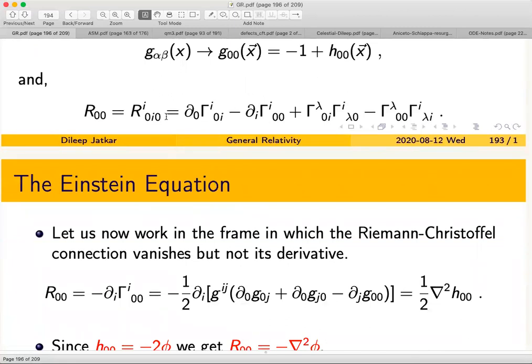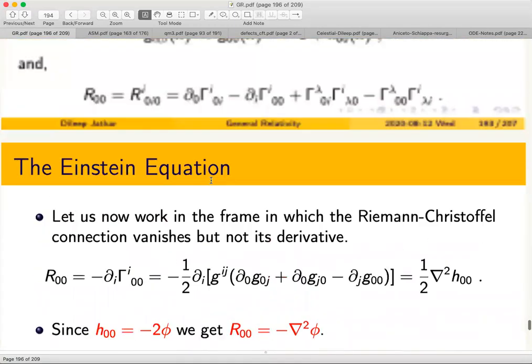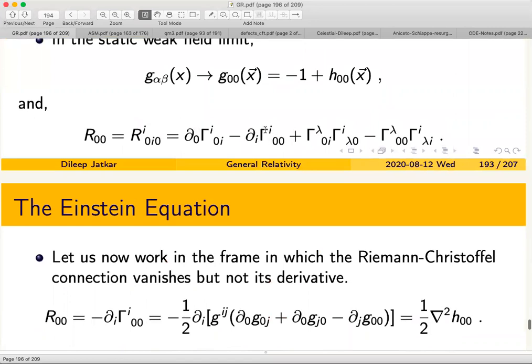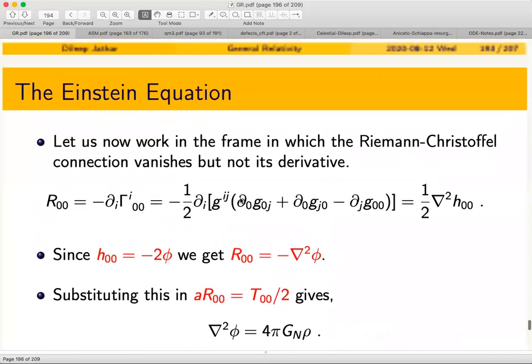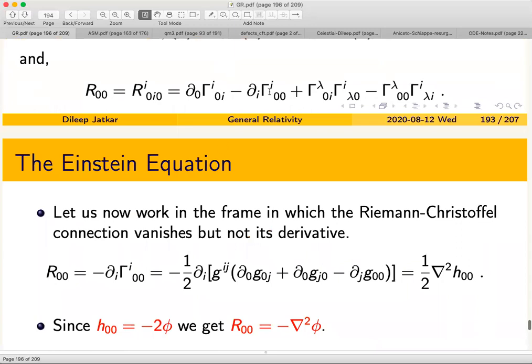Now what we'll do is simplify our life by working in a frame in which gamma is 0, but the derivative of gamma is not. In that case, computing the Riemann tensor is quite easy because the last two terms just vanish, and we really need to look at only the first two terms. So that's what we will do. But among these first two terms also, the first term is of no consequence simply because we are working in the static limit, and therefore the time derivative of any component of the metric would just vanish. So our R00 just reduces to minus del I of gamma I00.